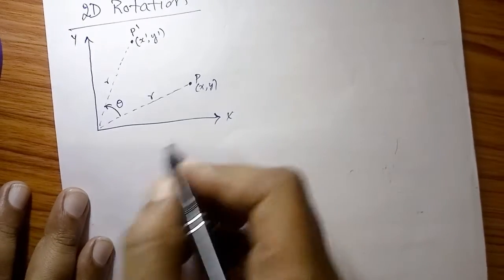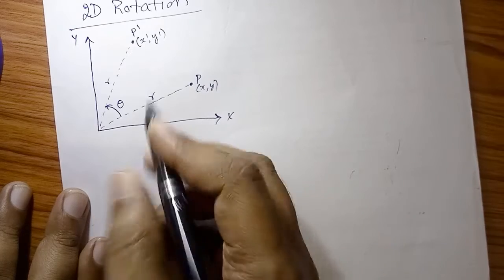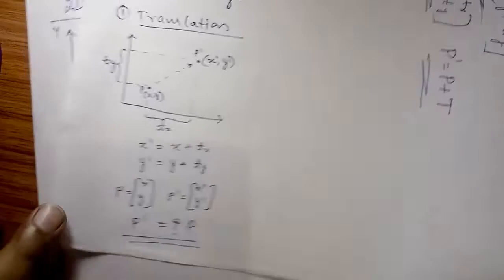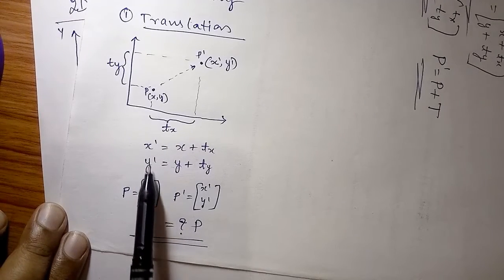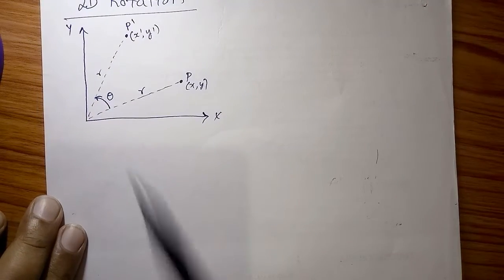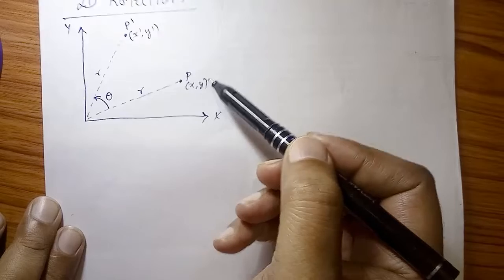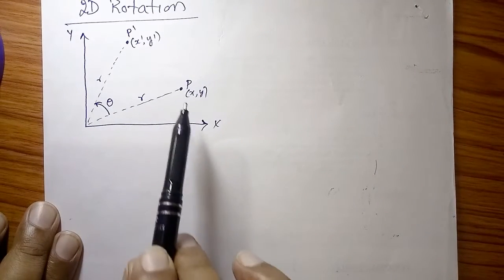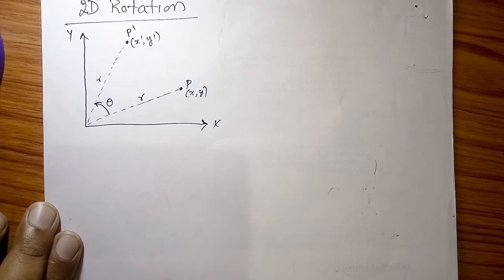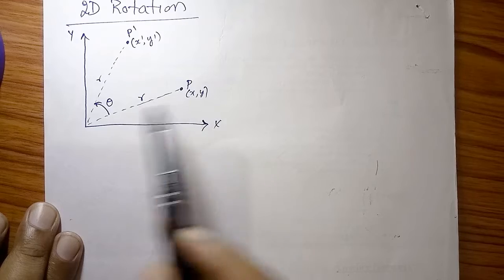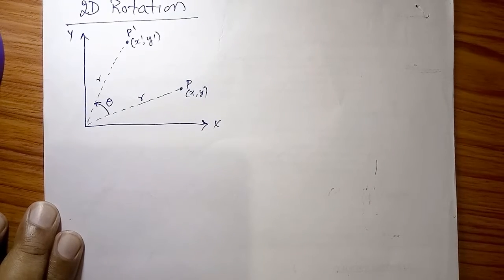Now our intention is to represent x dash and y dash in terms of x and y. Just like how we did in translation, we represented x dash and y dash in terms of x and y plus something, right? So similarly we have to represent our x dash and y dash in such a way that it is represented in terms of known things. Right now what we know are x, y and theta. So we have to represent x dash and y dash in terms of x, y and theta. So how to go about it?